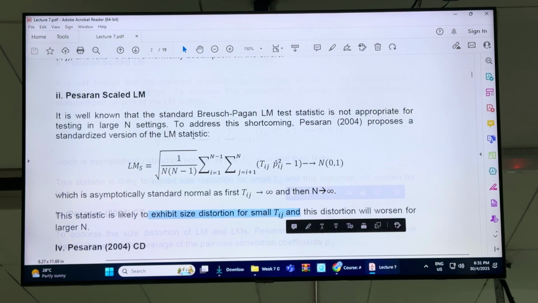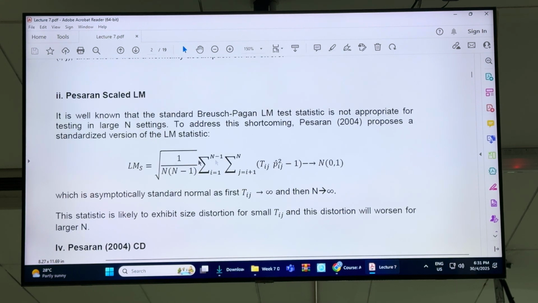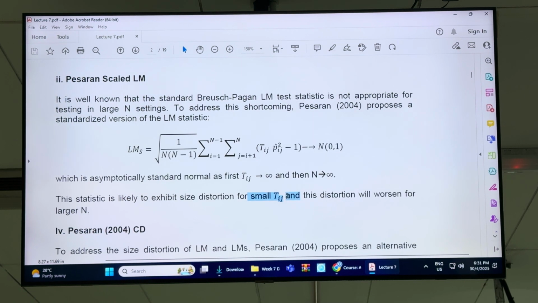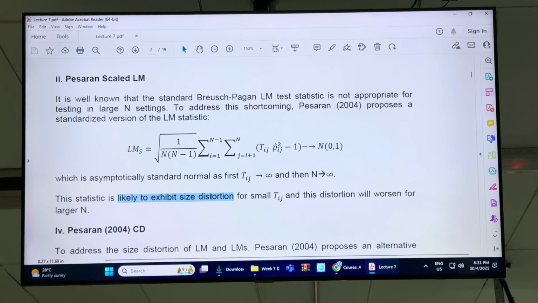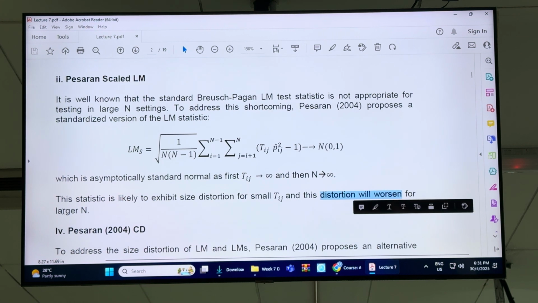Which means that this test was suitable for a large N. Then you come up with the scaled one, right? But this test will also be distorted when we have a small T. So even though it says T goes to infinity, research has already proven that this test is going to have a size distortion when we have a small T, and this distortion becomes more serious if we have a large N.